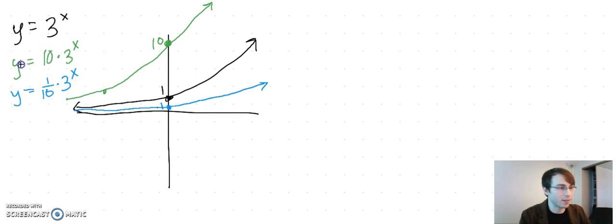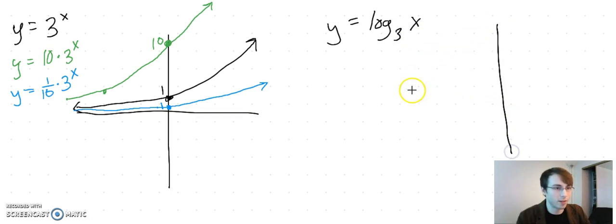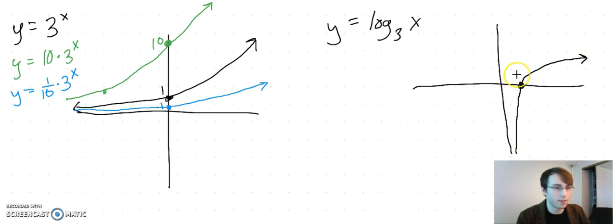Now with logs, it's a really similar idea. So if you've got y equals, say, log 3 of x, then originally you're looking at something that looks like this, crosses at 1, and its next point is at 3, and that's when the y value is 1.